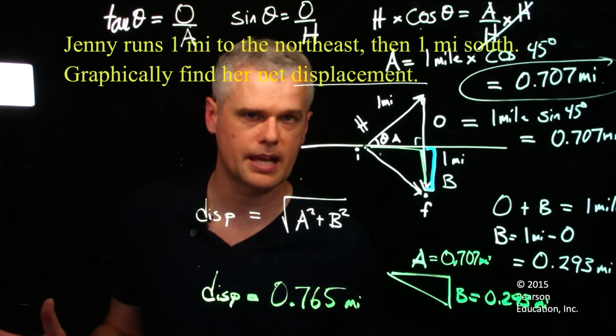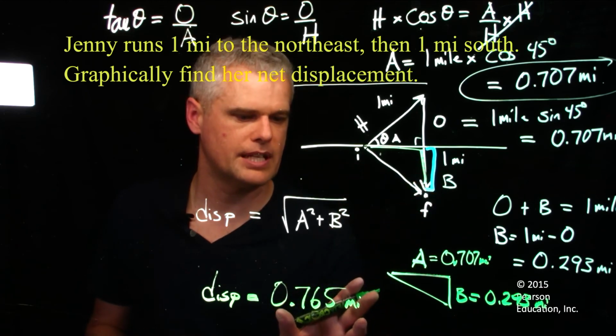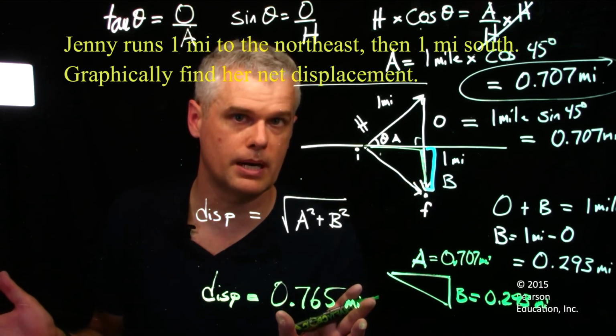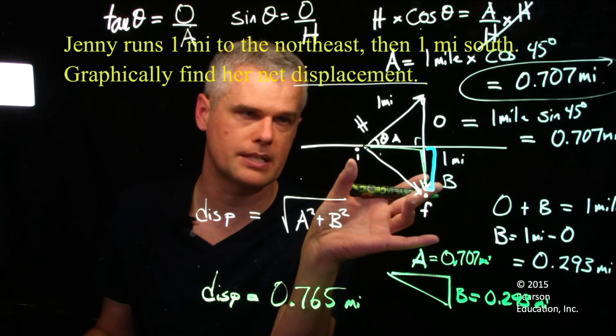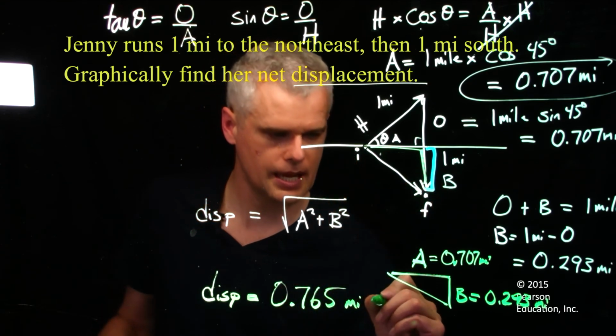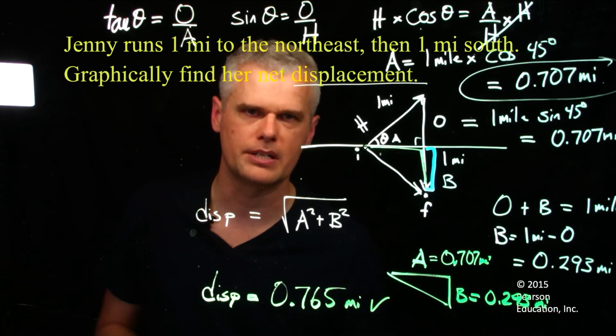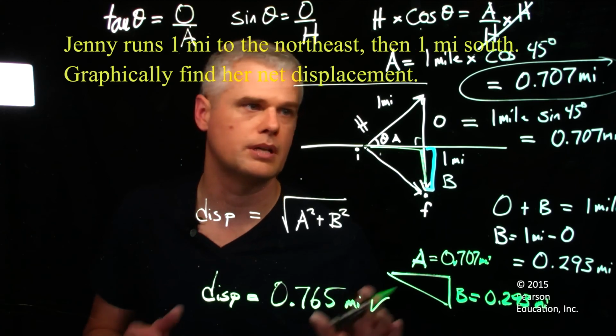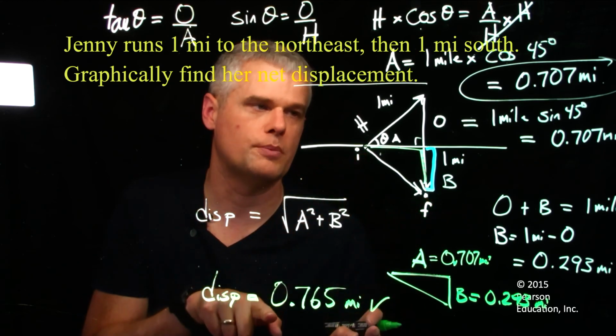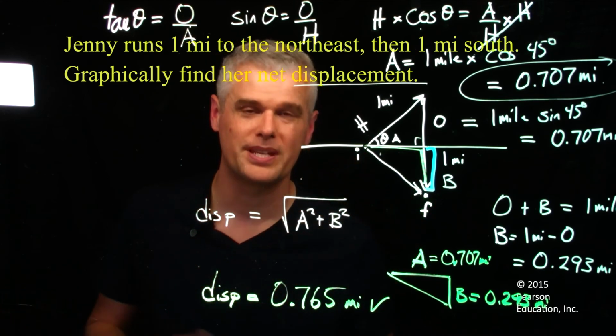Now let's evaluate. Does this even make sense? Well, 0.765 miles is less than 1 mile, so that seems reasonable. This can't be more than 1 mile. That wouldn't make sense. So I would say, yeah, that's within the realm of reason. If I was to draw this more carefully, I think I would be able to compare my numerical solution to my graphical solution. So there you have it.